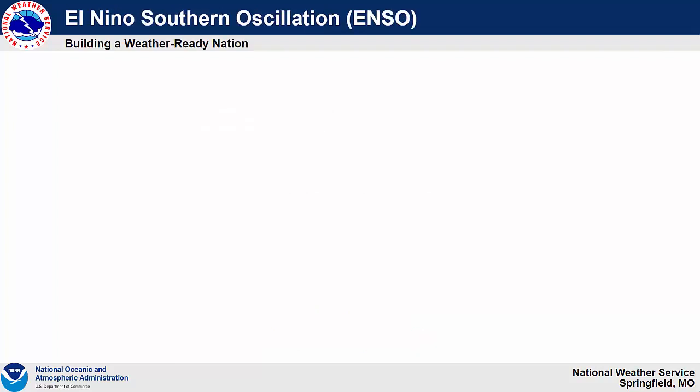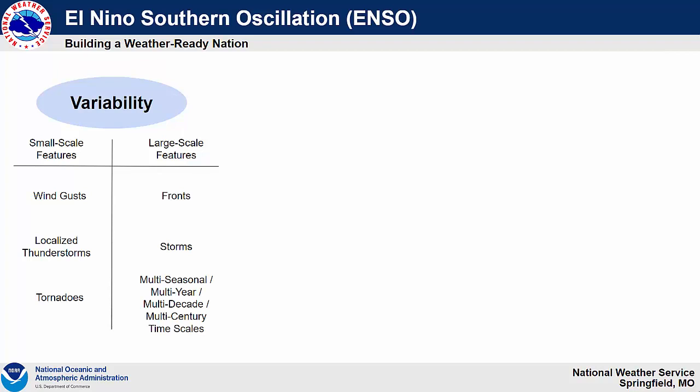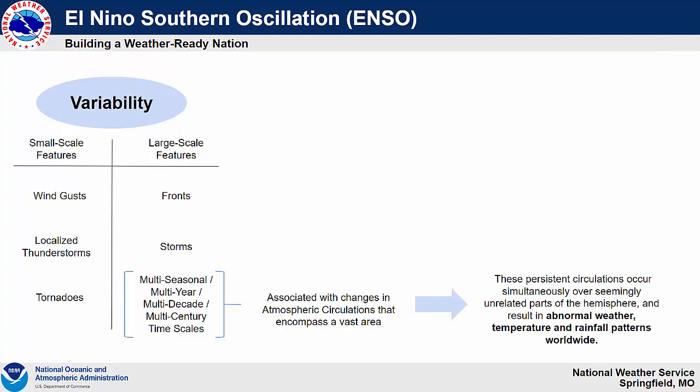Now, when you think of weather and climate, you might think of its variability, which can range from small-scale features, which might include things like wind gusts, localized thunderstorms, and tornadoes, to larger-scale features including fronts and storms, and even including multi-seasonal, year, decade, and multi-century timescales. Typically, these longer timescale events are associated with changes in the atmospheric circulations encompassing larger areas. And at times, these circulations can seem as if they're unrelated. However, you can get abnormal weather, temperature, and rainfall patterns worldwide as a result.